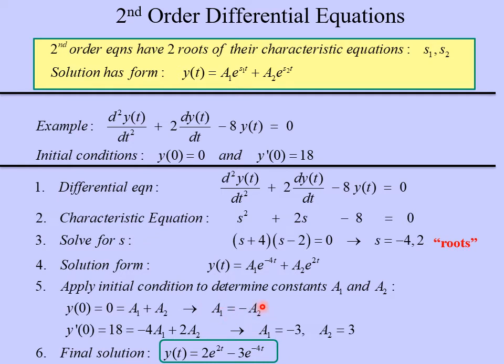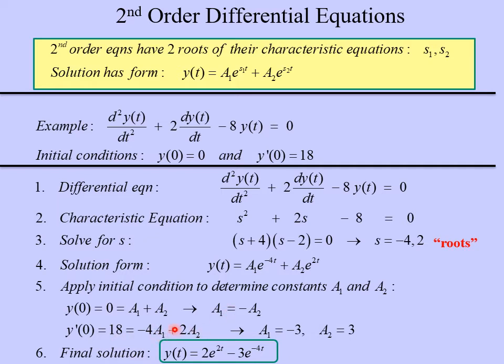So we don't know what a1 is yet, but we know it's the opposite of a2. So I can make a substitution, and for a1, for example, I could plug in negative a2, or for a2, I can plug in negative a1. The second initial condition is y prime at time 0 is equal to 18. So again, figuring out y prime and plugging in t = 0, you end up with this expression here: -4a1 + 2a2 has to equal 18.